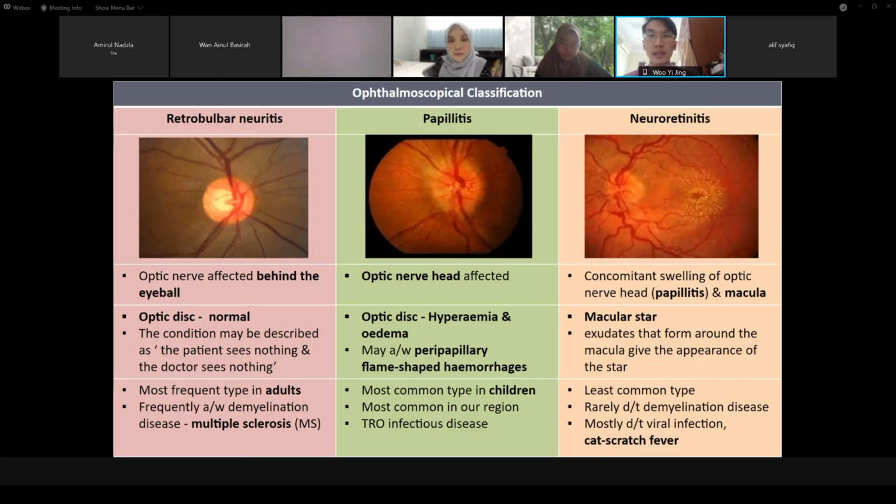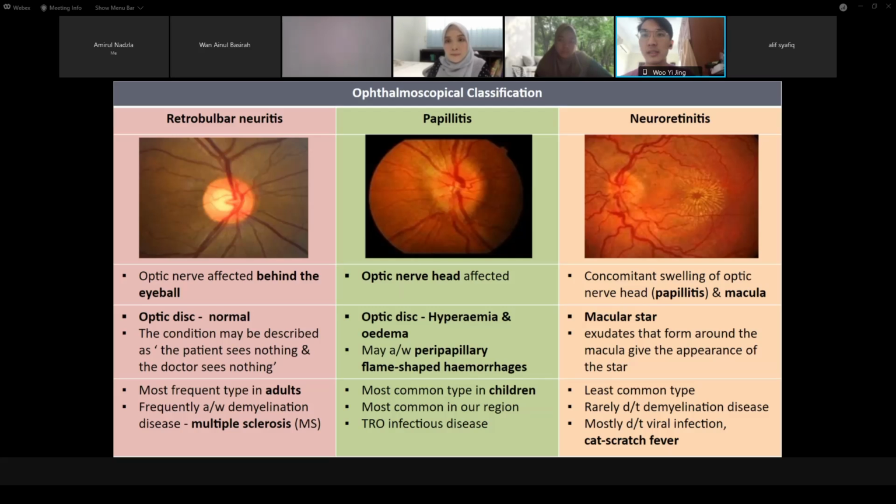And the second one is papillitis. Papillitis, as you can see on the optic disc, there is edema, and also there are peripapillary flame-shaped hemorrhages surrounding the optic disc. It is the most common kind of optic neuritis in children and also in Malaysia. And we need to rule out any infectious causes for papillitis.